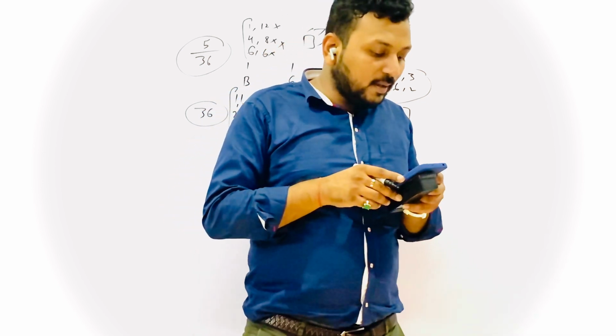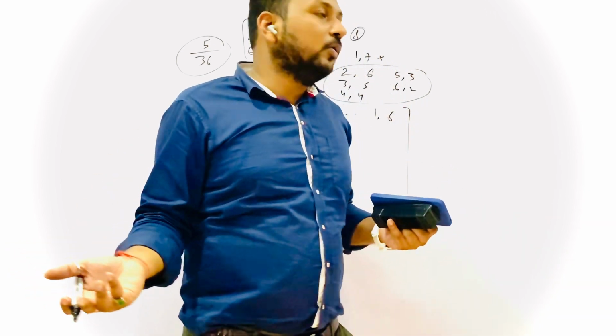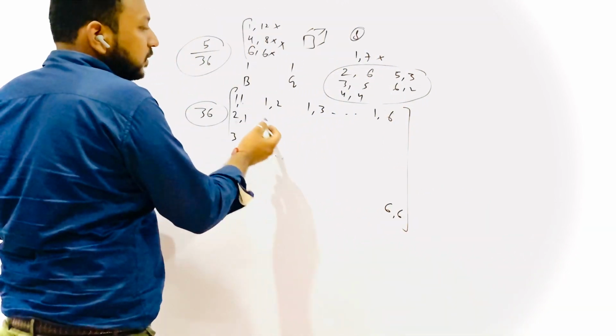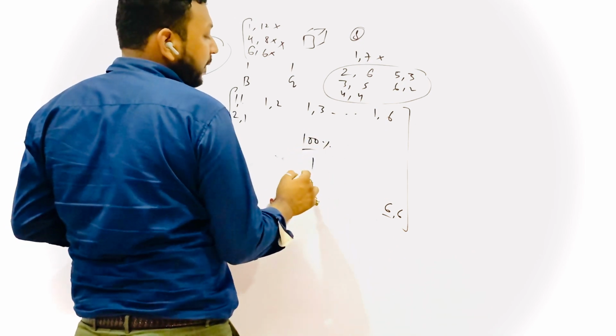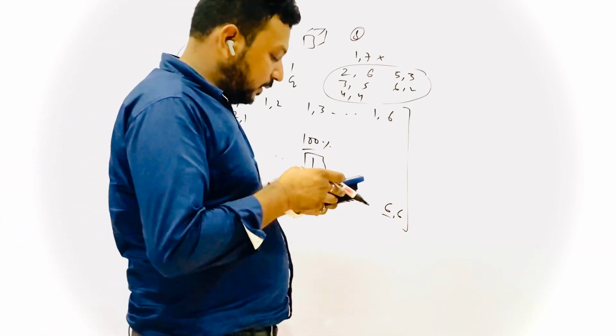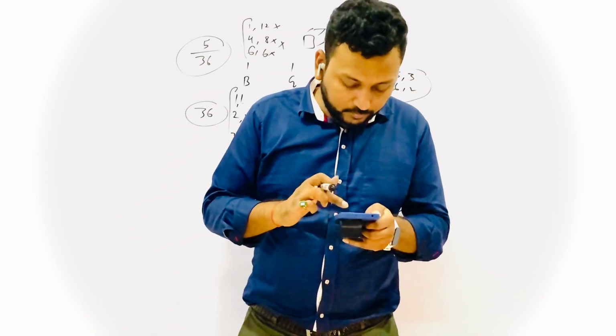Then the sum is less than or equal to 12. See, the sum will always be less than or equal to 12, right? Because the maximum is 6, 6. That means 100% chances, that is probability 1. The probability for the last case is 1. So that's it, and I think your chapter is finished.